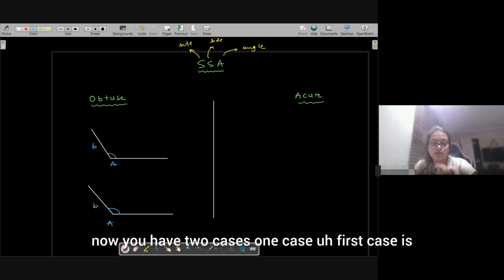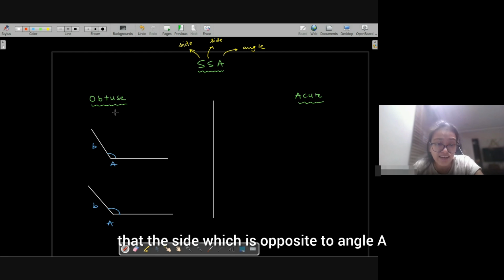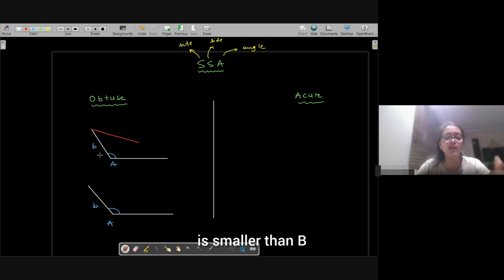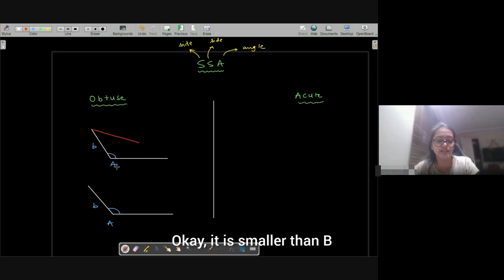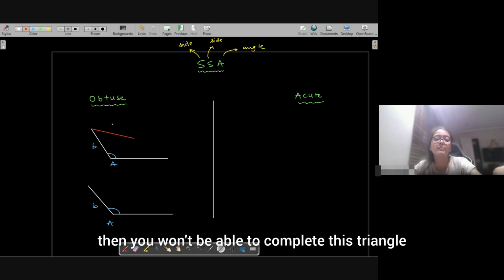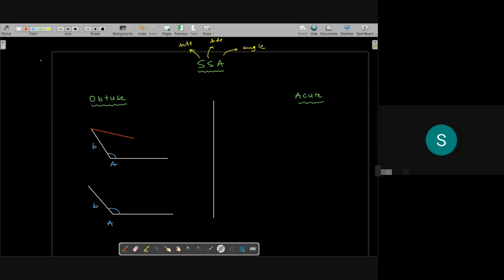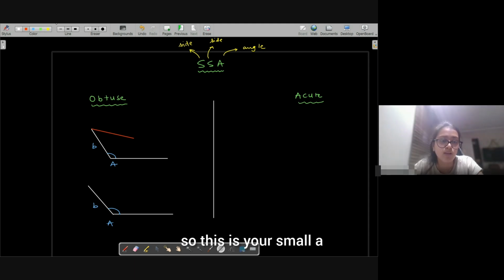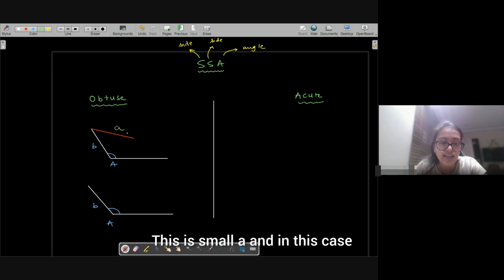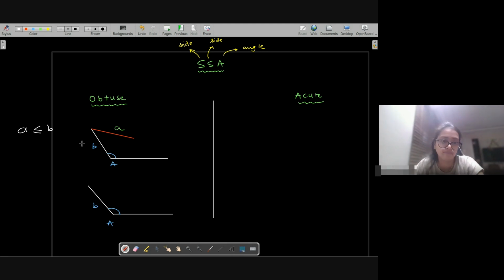Now you have two cases. First case is that the side which is opposite to angle A, this side, is smaller than B. If it is smaller than B, then you won't be able to complete this triangle. It will not be able to touch the opposite side. This is your small a. And in this case, the first case is when your small a is less than or equal to B. In this case, there will be no solution.